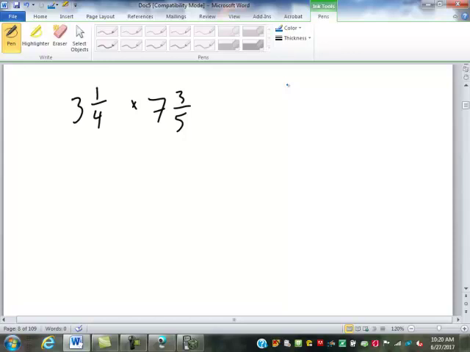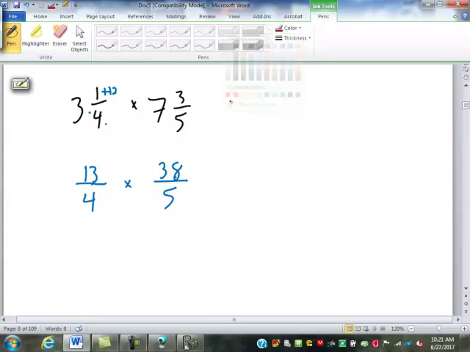And the way we avoid doing it is by converting them into improper fractions. So this is still going to be fourths, and this is going to be fifths. What's this going to become up here? 3 times 4 is 12, plus the 1 is 13. What's this one going to become? 7 times 5 is 35, plus 3 is 38. So that's 38 fifths.